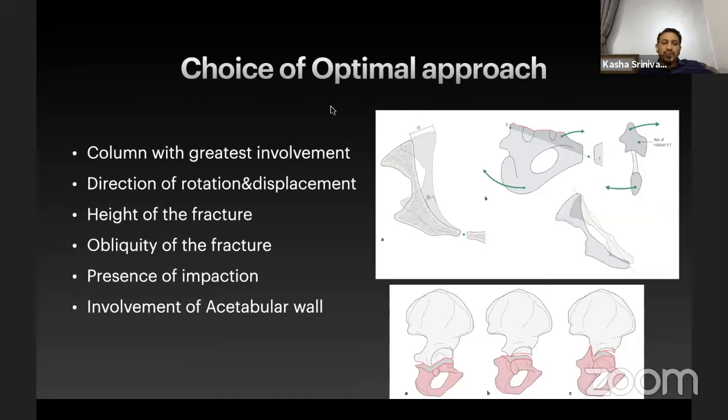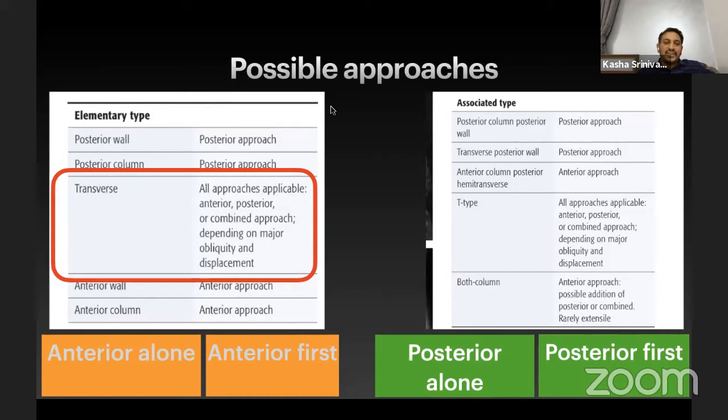So when there is an associated posterior wall fracture, then it might need a posterior approach to start with, and probably through posterior indirect reduction methods, fixation of the anterior column with a screw can also be done. The possible approaches for a transverse fracture are either anterior or posterior, sometimes combined. And in combined approaches also, anterior first or posterior first. So when to choose to start with anterior, when to choose to start with posterior, is what we are going to see with a few examples.